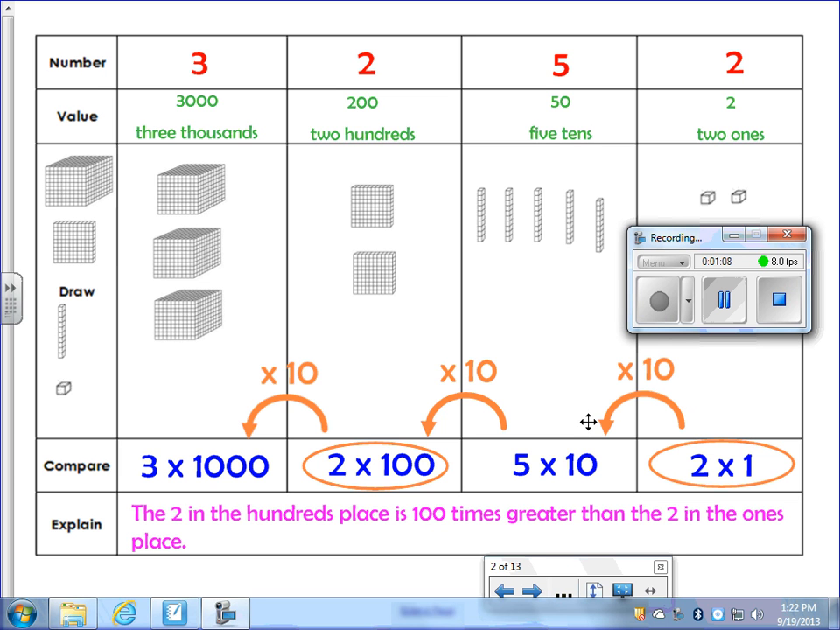So as you move left on this place value chart, each place value is 10 times greater than the place value before it. If we wanted to compare the two 2's, the 2 in the hundreds place and the 2 in the ones place, the 2 in the hundreds place is 100 times greater than the 2 in the ones place. As you move left, as you make your hops, you could really just think about adding zeros.